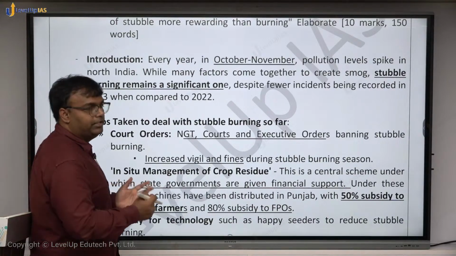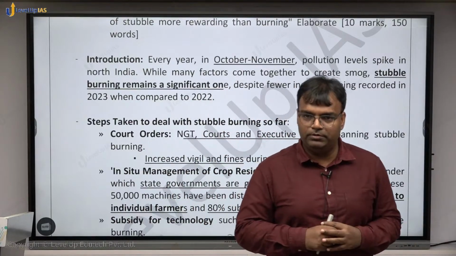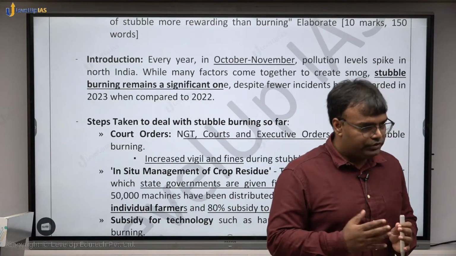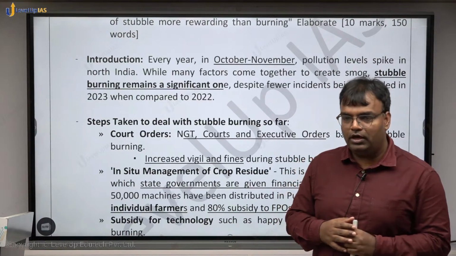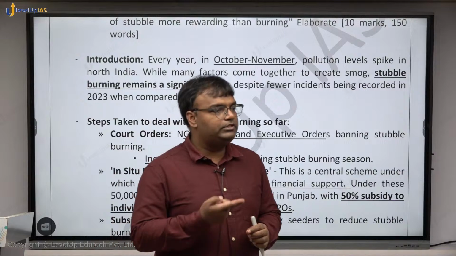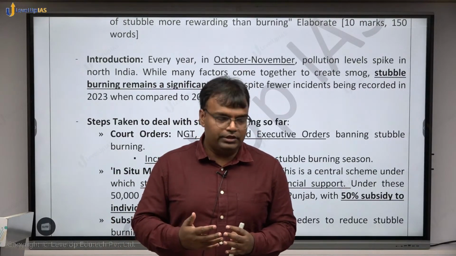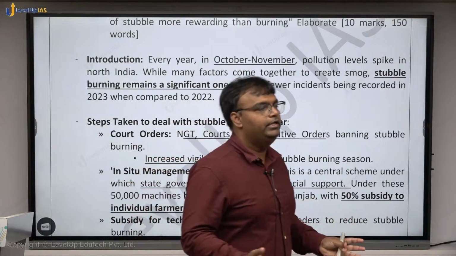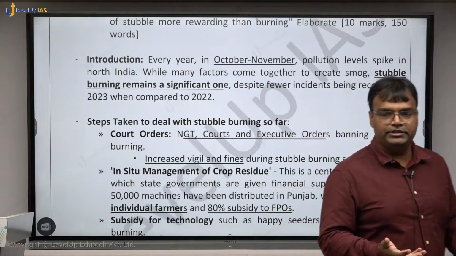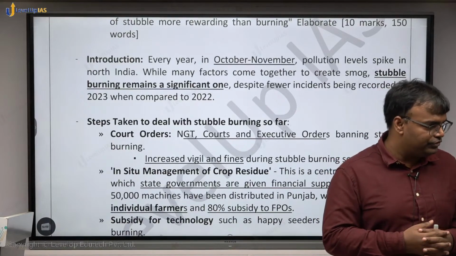So stubble burning. Again, you can start with defining what stubble burning is. Now you can say that after harvesting the kharif crop of rice, the stubble which is left is burned by farmers. It causes pollution in the Delhi region and has in recent years emerged as a major cause of concern. That is one way in which you can introduce it.